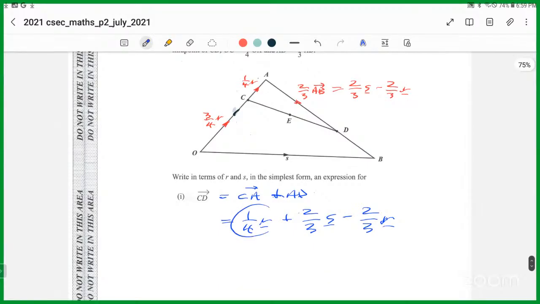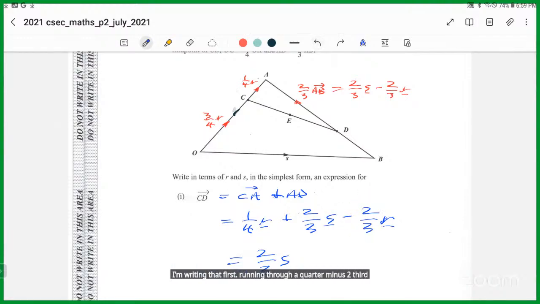Then I have to consolidate these two R terms. This is the only S term, so I'm writing that first, 2/3 S. Now I need to do 1/4 minus 2/3. Let's look at it, 1/4 minus 2/3. Now this one I can multiply by 3/3, and multiply this one by 4/4. And the lowest common multiple of the 3 and the 4 is 12.